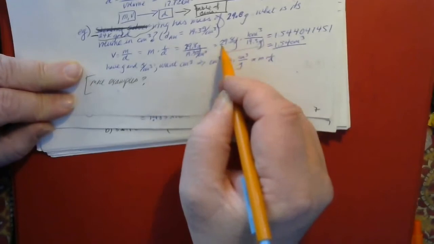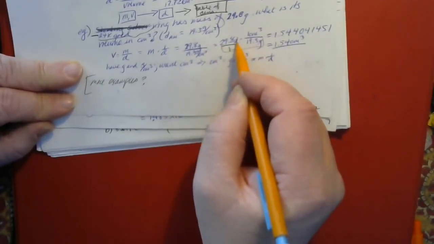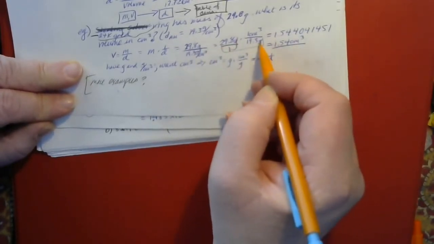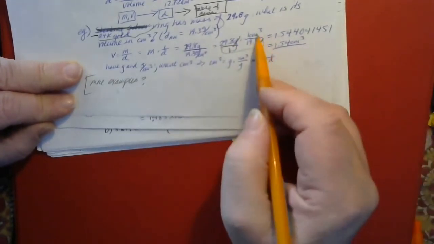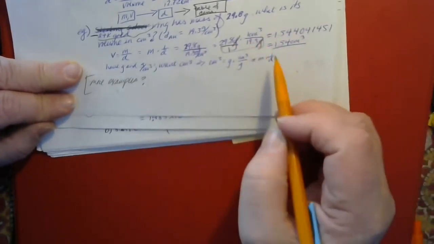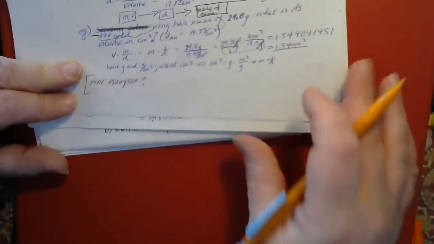Notice that we end up here with grams in the numerator and grams in the denominator, which means that the grams cancel, leaving you with units of cubic centimeters, which is a volume unit. And that's what you wanted. So by arranging the equations the right way and making sure that the units work out the way they should, you can help ensure that you're getting the right answer.